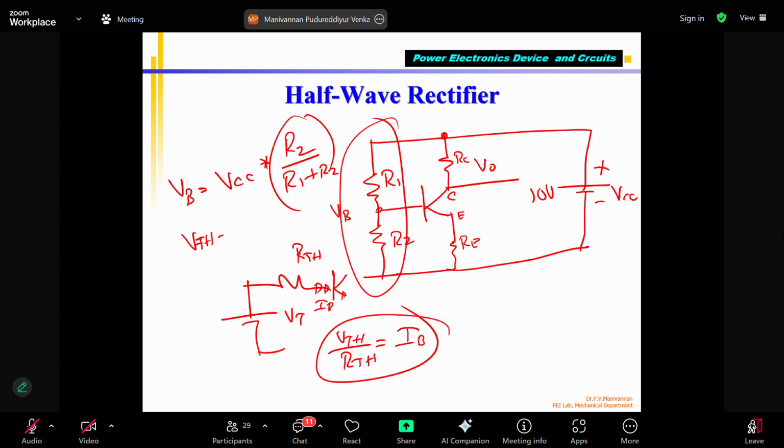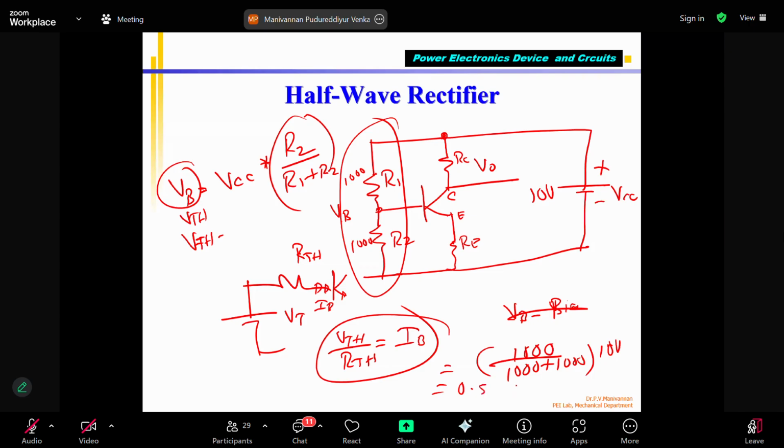Okay. So now, if I do this, already we are supplying some voltage. VB is called the bias voltage, the base bias voltage. Now, according to this formula, what will be VB? For example, this is 1000 ohms, and this also 1000 ohms. What will be this voltage VB or V Thevenin? It is 1000 divided by 1000 plus 1000, multiplied by 10 volts. So 0.5 multiplied by 10 is 5 volts. Already 5 volts is here, right?